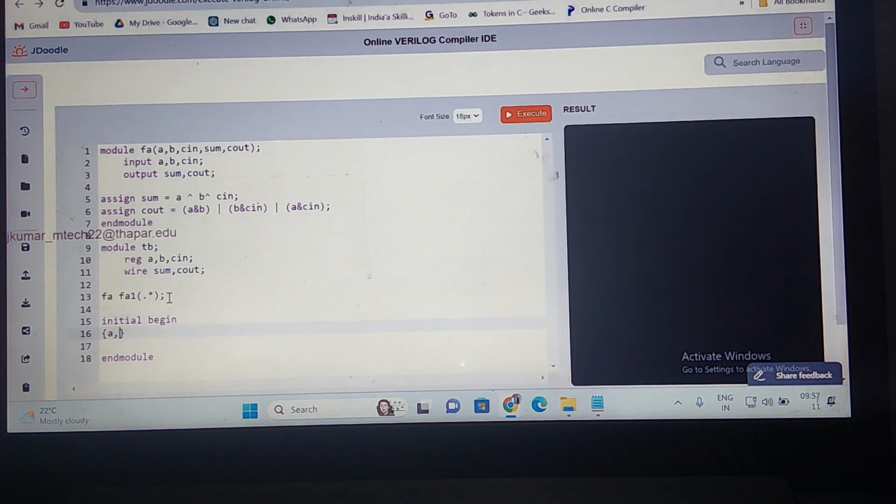Generating A, B, C value inputs. A comma B comma C is equal to dollar symbol random. Then let me use some sim time to print the output. Then what I need to do? Display what I need to display.